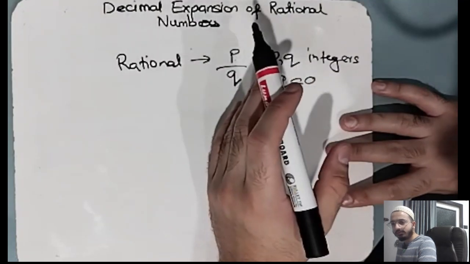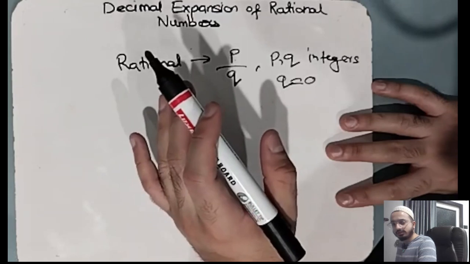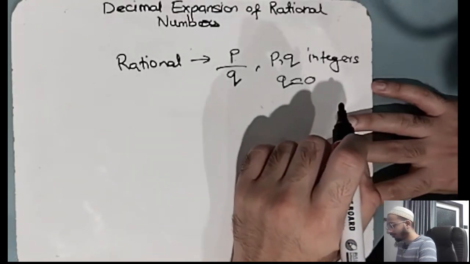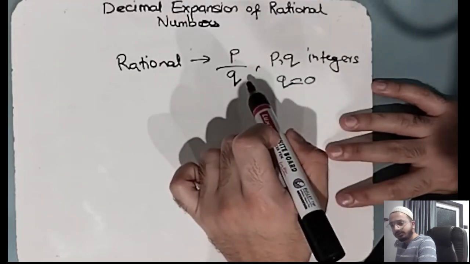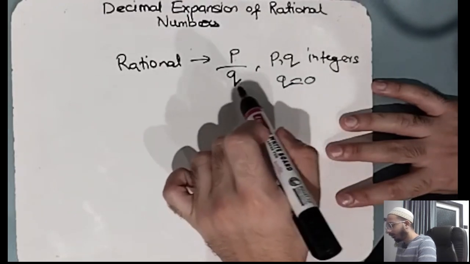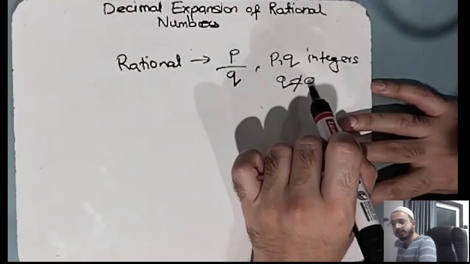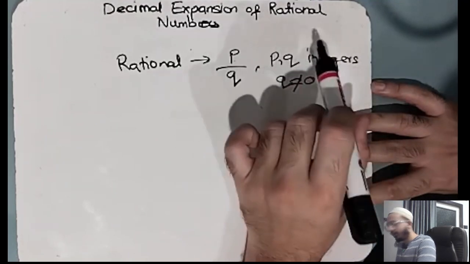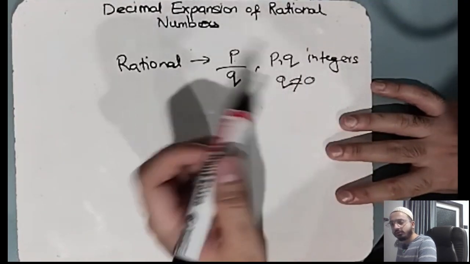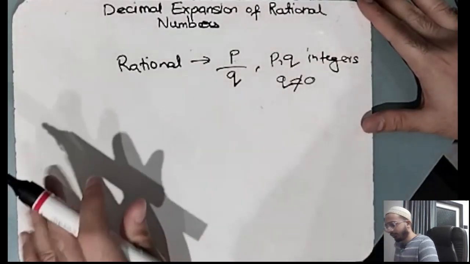-2, +3, 4, 0, 1, 2. Any of these numbers are integers. Now p and q must be integers, but q, the denominator, must not be equal to 0. This is a condition, because if q is 0, the whole fraction will tend to infinity. Anything divided by 0 will give you infinity. So any number which can be represented in this way is a rational number.